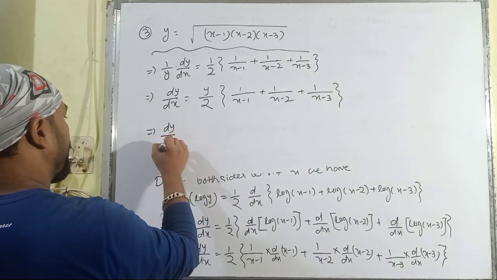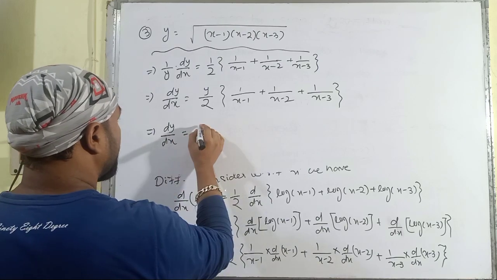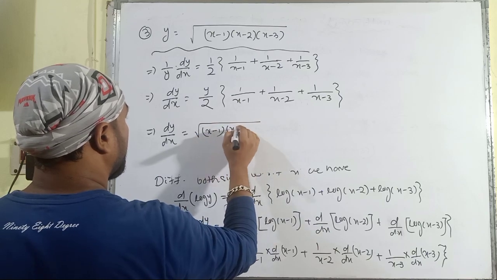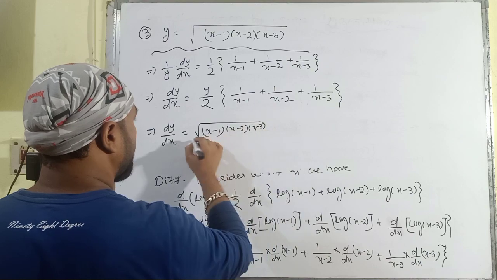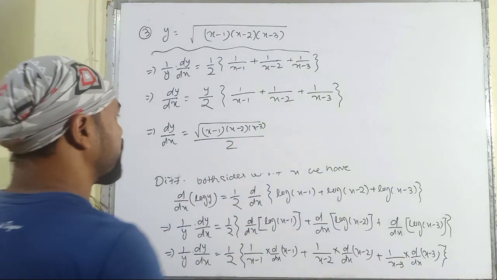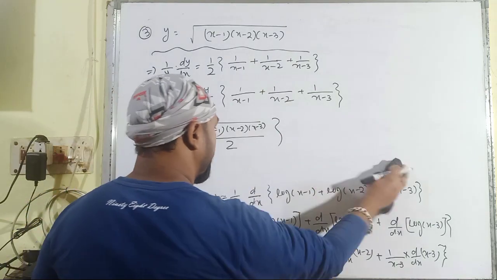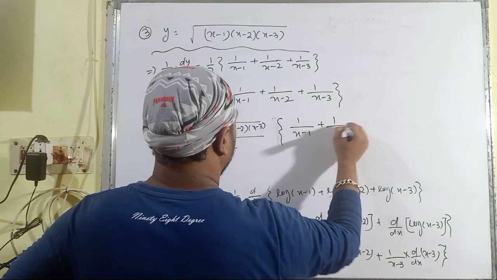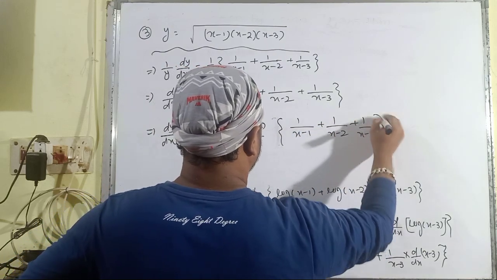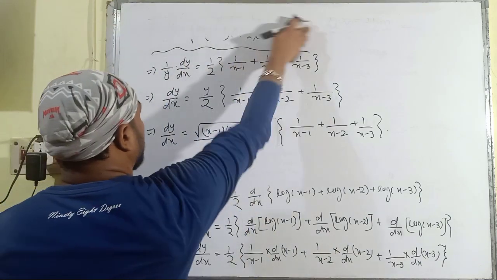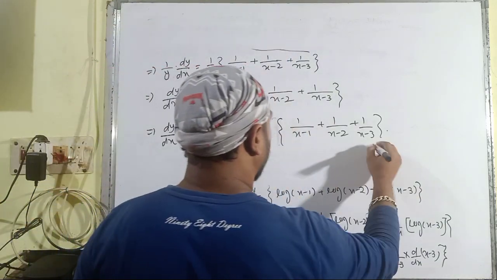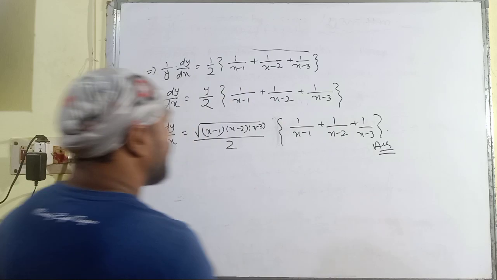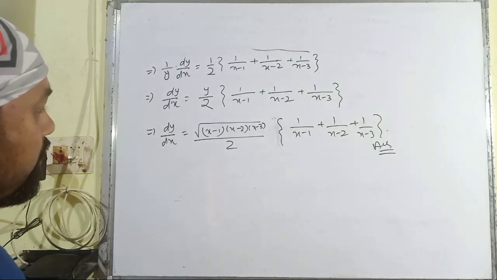Then the differentiation of y with respect to x is given by the value of y, and we just have to put the value of y here and the remaining terms are unchanged. It is 1/(x-1) + 1/(x-2) + 1/(x-3). And this is the solution for problem number 3. Then moving to problem number 4.